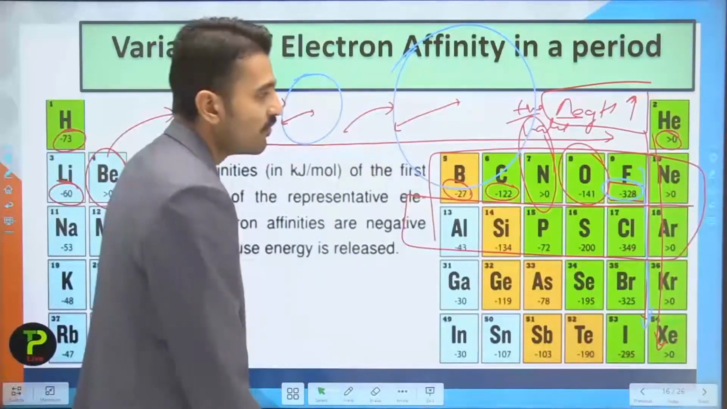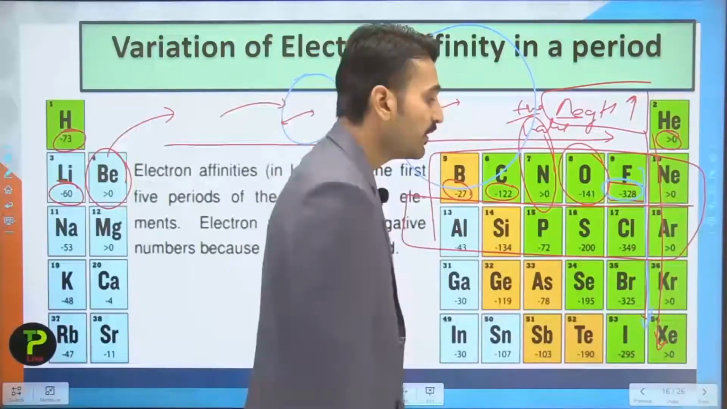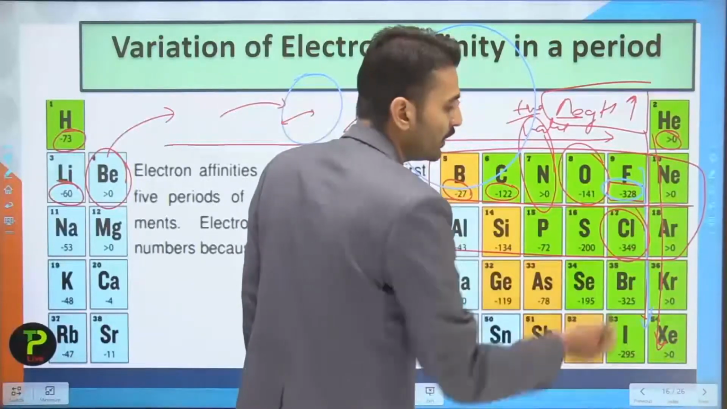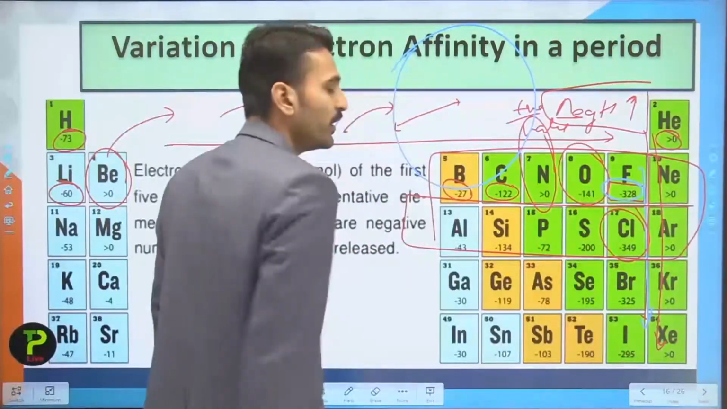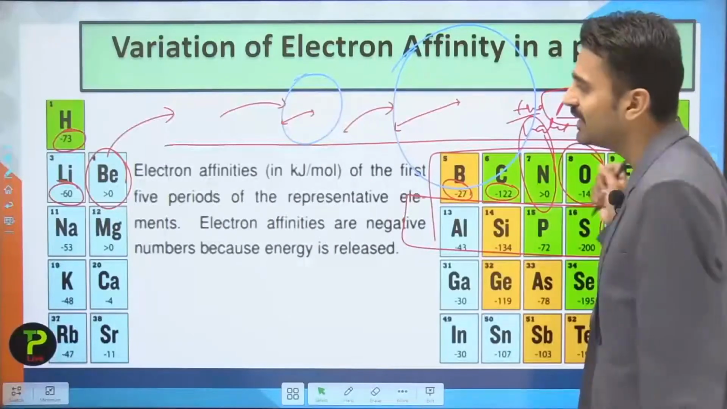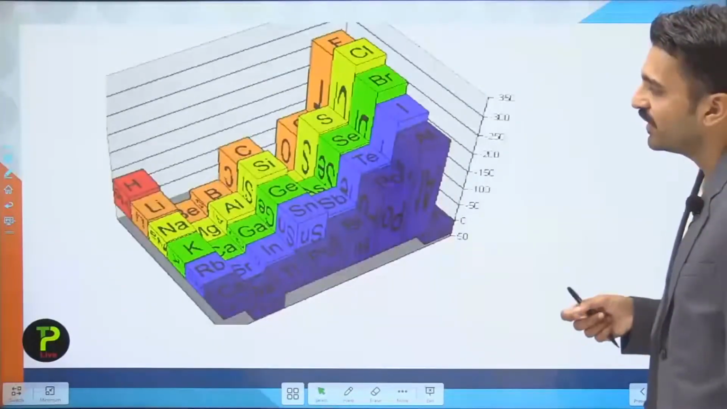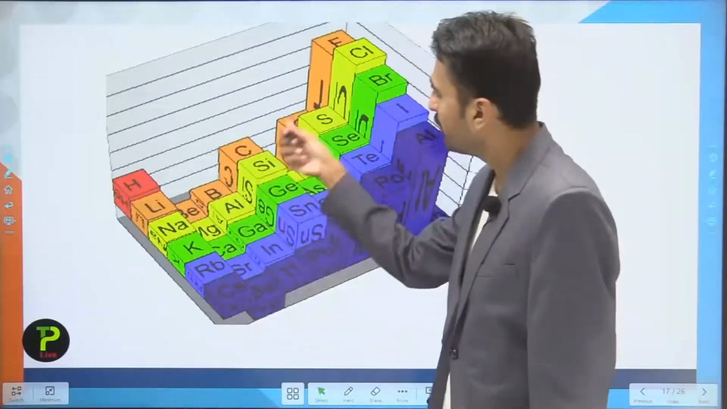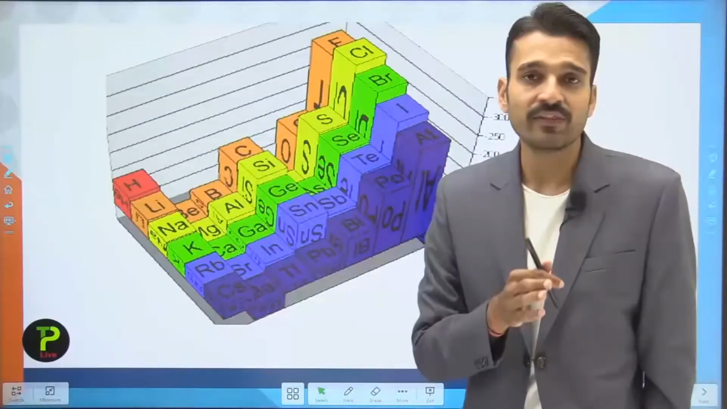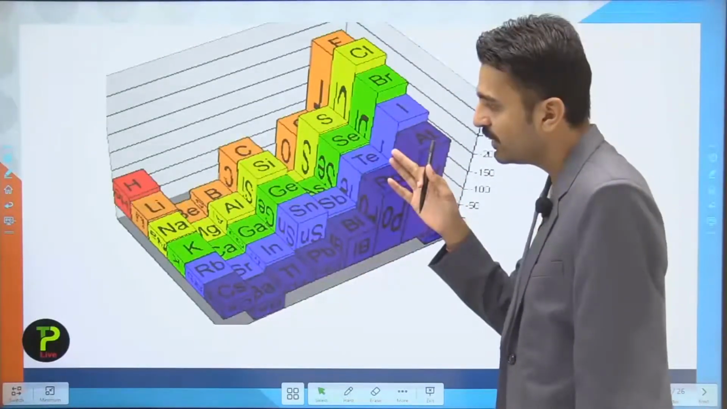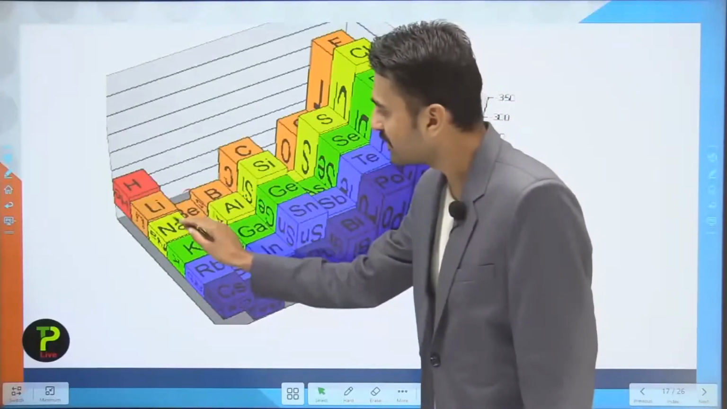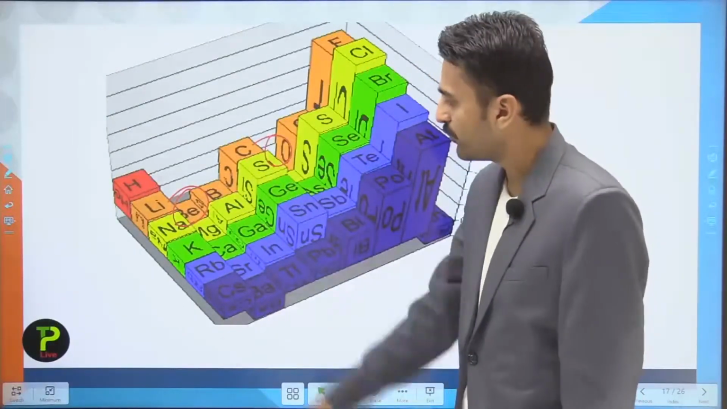That is, for fluorine and for chlorine, the value of electron gain enthalpy for chlorine is higher than that of fluorine. You can understand it while seeing this in a graph. While moving across a period, the electron gain enthalpy keeps on increasing, with exceptions like beryllium and nitrogen.